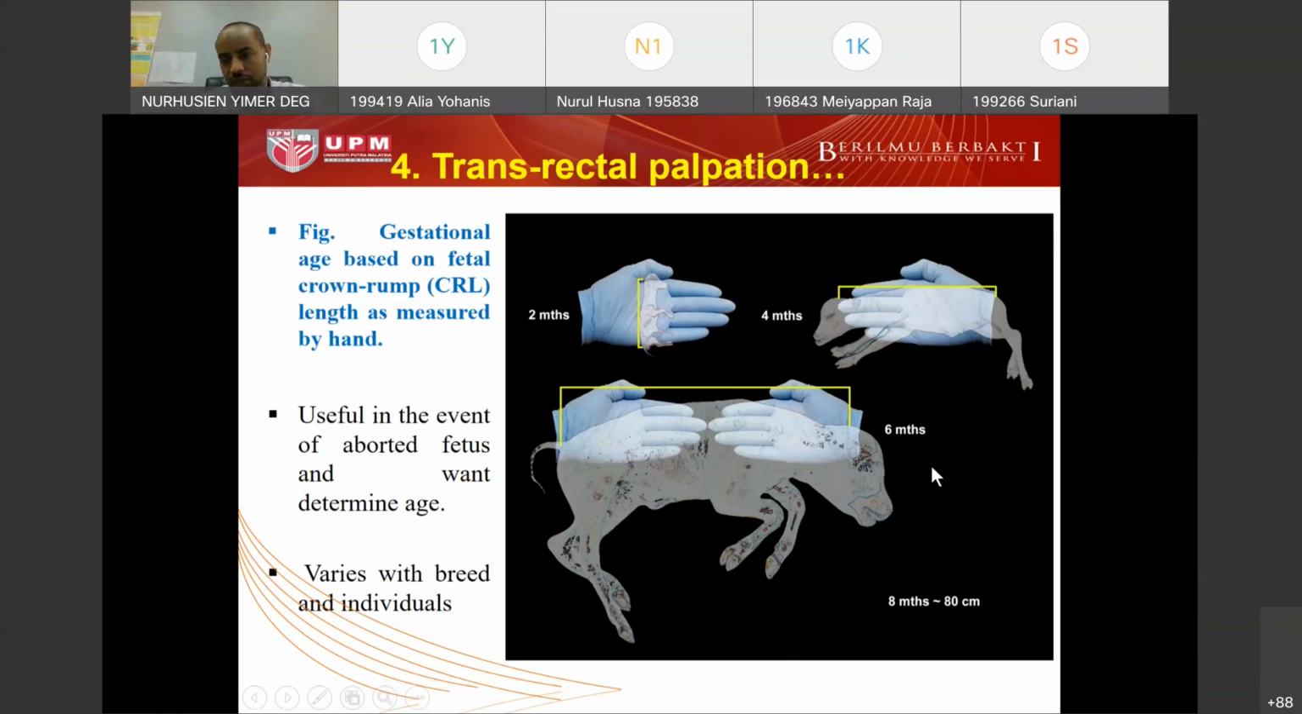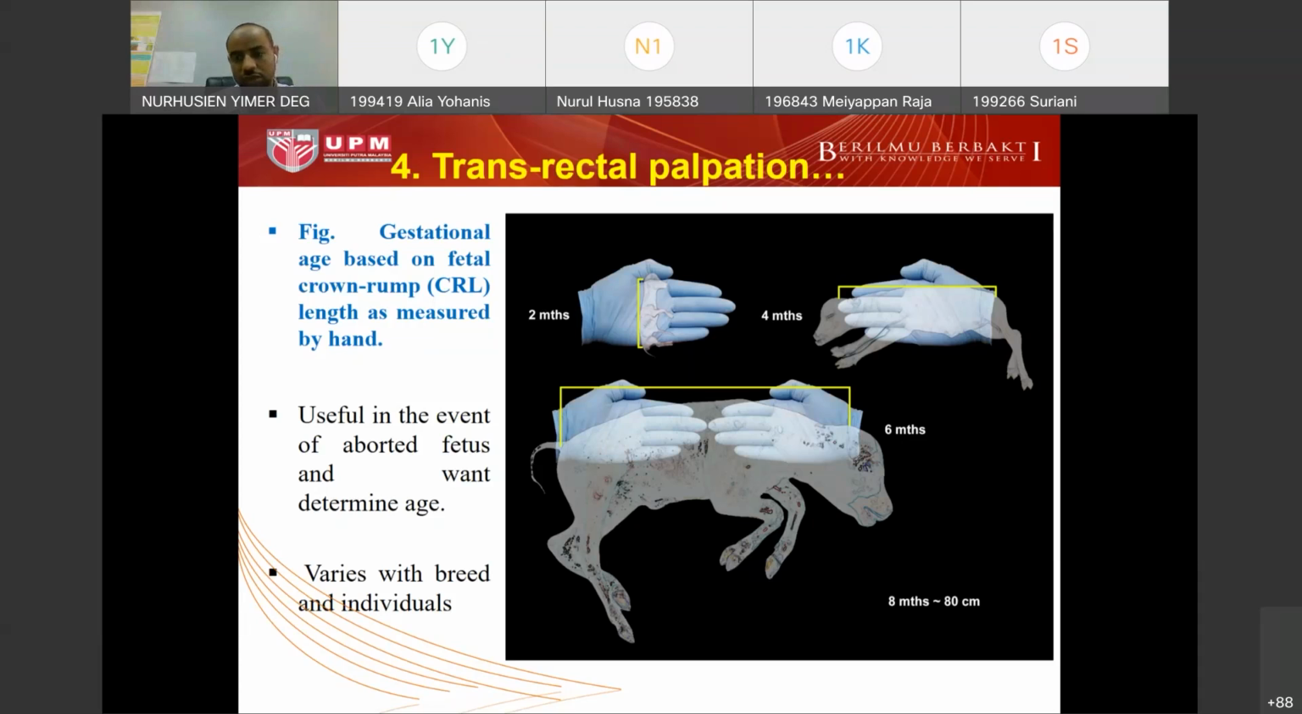And then around 6 months of pregnancy, an aborted fetus will have a size when you bring the 2 hands together, attaching head to head. So the size will be from the beginning of the palm until the beginning of the palm on the other side. So this is a rough estimation of how you can do it, and basically this is more applicable when you have an aborted fetus, but not inside the rectum as you do palpation, okay? So please don't be confused.